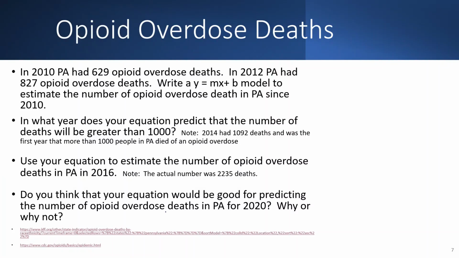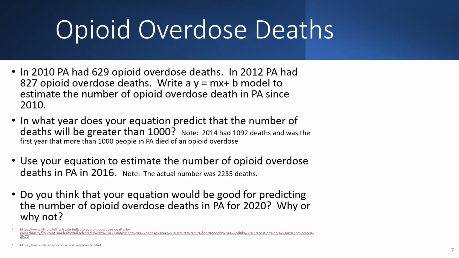In this video, we are going to explore some data on opioid overdose deaths. In 2010, PA had 629 opioid overdose deaths. In 2012, Pennsylvania had 827 opioid overdose deaths. We are asked to write a y equals mx plus b model to estimate the number of opioid overdose deaths in Pennsylvania since 2010. So some very sobering numbers to work with.